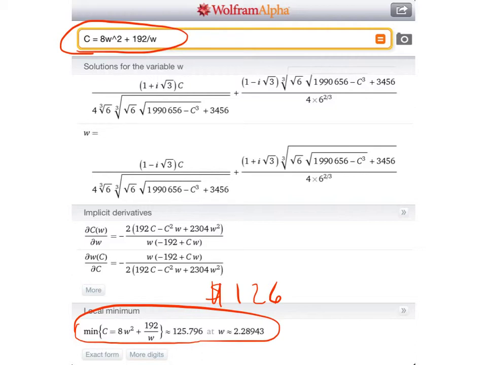And that at that cost, the width will be 2.289, or approximately 2.29 meters. We can plug that back into that equation that we had for the height and determine that the height of each box will be 1.53 meters. So for the manufacturer, those are the dimensions that need to be used to produce a box with a volume of 8 cubic meters at the lowest possible cost, which will be $126 per box.